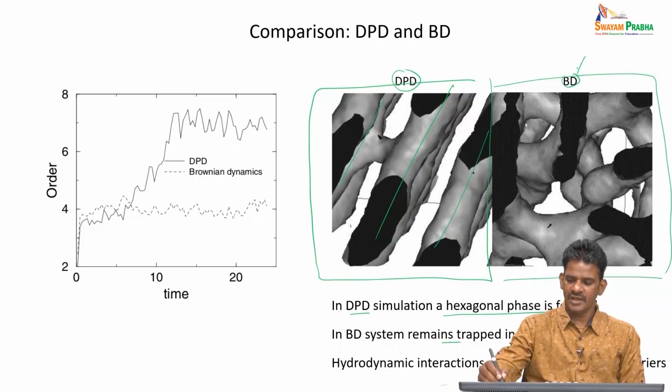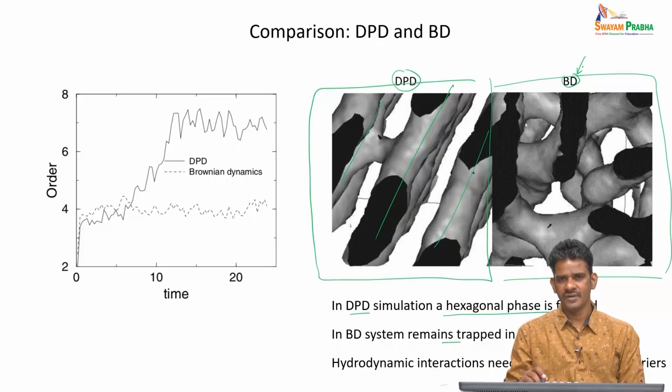If you incorrectly looked at only this BD simulation, you would have predicted this phase behavior, which is stuck at some metastable state. But if you had included the hydrodynamic interactions, that could have given a more experimentally realistic ordered phase, and that is mainly coming because of the fact that we have hydrodynamic interactions in the DPD.